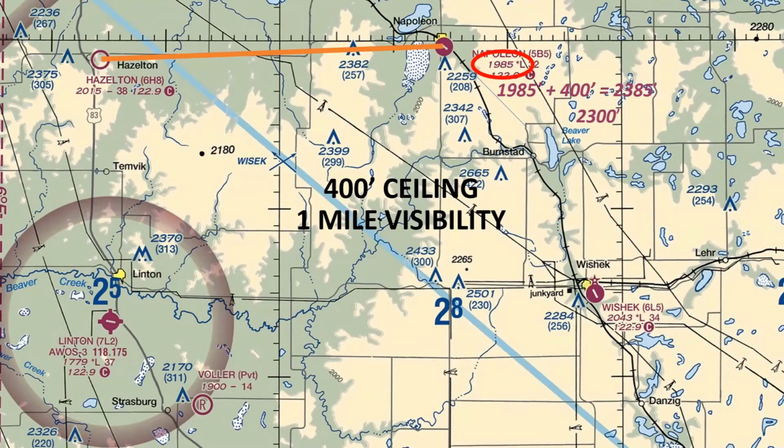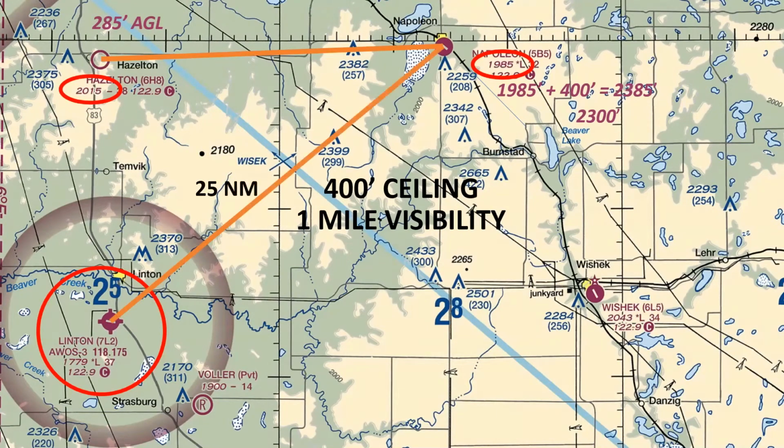1985 plus 400 is 2385. So we're going to use that 2,300 feet again. Hazleton, on the other hand, is up to 2,015 feet. That only puts us at 285 feet AGL when we get there, if we don't make the descent right away. Once again, Linton is the nearest reporting station for weather. It is only 25 nautical miles away from Napoleon and 16 nautical miles away from Hazleton.